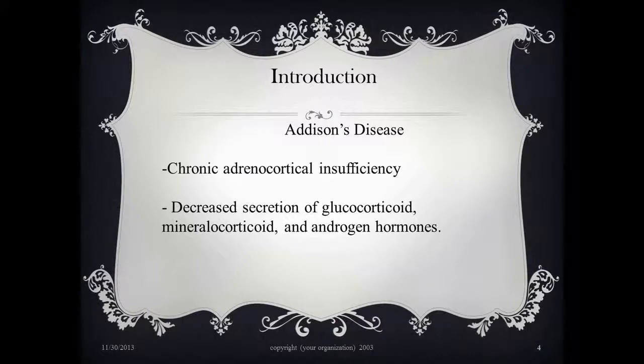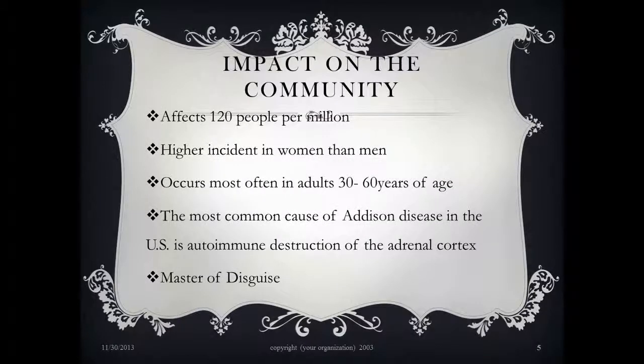So what is Addison's disease? Addison's disease is a chronic adrenal corticoid insufficiency. There's a decreased secretion of the glucocorticoid, mineralocorticoid, and androgen hormones. The impact on the community is that it affects 120 people per million. There's a higher incidence in women than in men. It occurs most often in adults 30 to 60 years of age, and the most common cause of Addison's disease in the United States is the autoimmune destruction of the adrenal cortex, and it's the master of disguise.